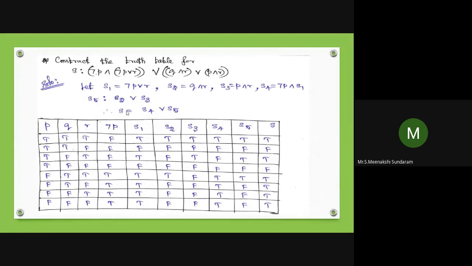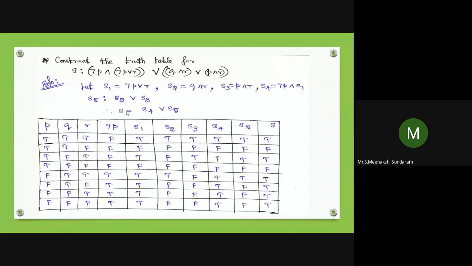Construct the truth table for S. S is the statement: negation P, conjunction, negation P, disjunction R, disjunction, bracket, Q conjunction R, disjunction P conjunction R, separate bracket. So here the brackets are a must. The order of preference is compulsory.